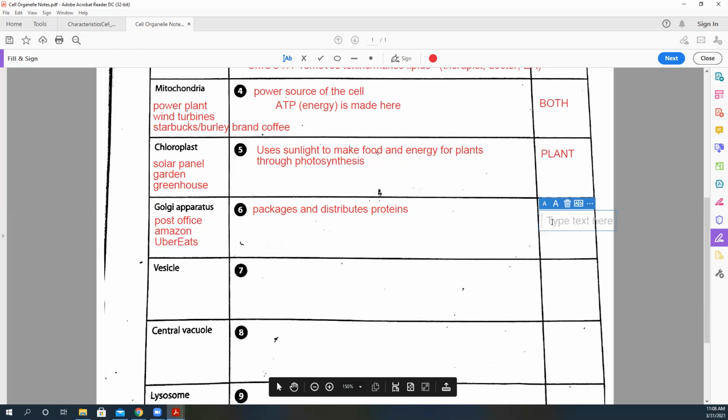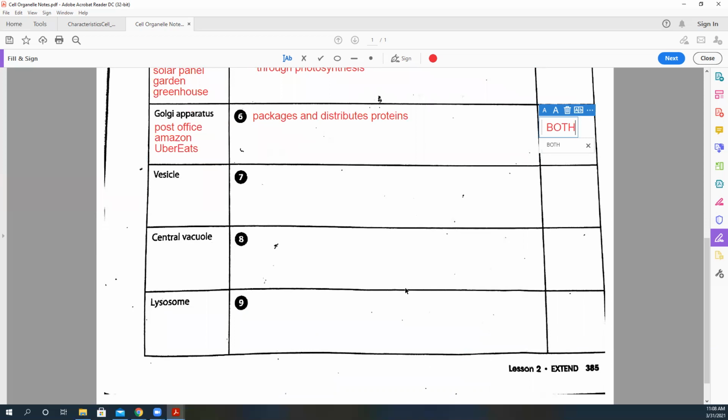Golgi apparatus is both. We're almost there, y'all. You're doing great. And then we'll listen to our song, which I'm going to play on repeat while you work on your projects. All right.